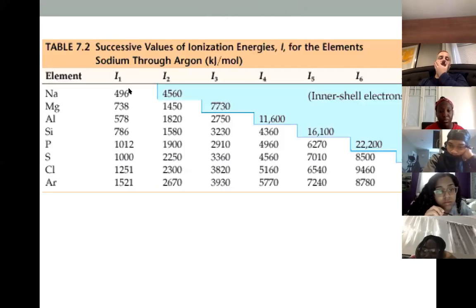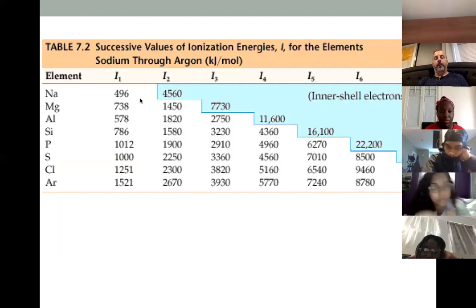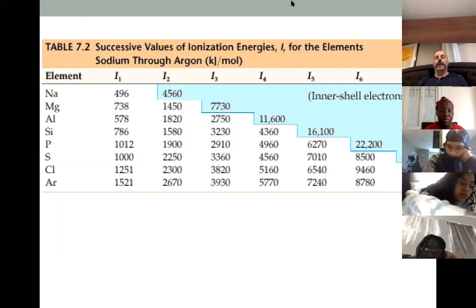So let's look. Na has 1 valence electron. Here's the amount of energy required to remove its 1 valence electron on the outside. But look at the jump then from here to here. You have this huge increase of over 4,000 kilojoules of energy to remove it. And that's because now you're trying to remove one from a full shell. Na again has 1 valence, and after you remove it, now it has a full shell.